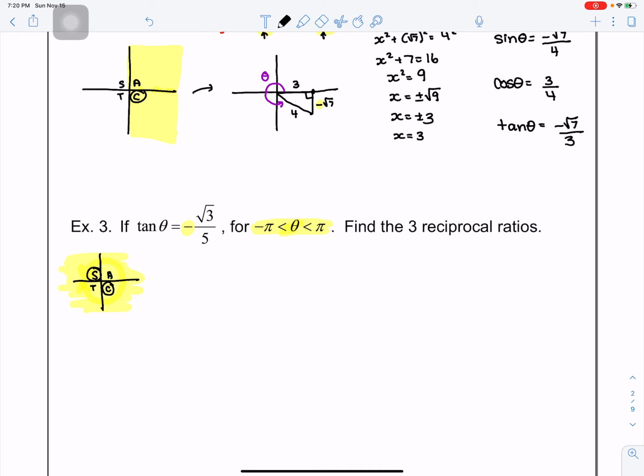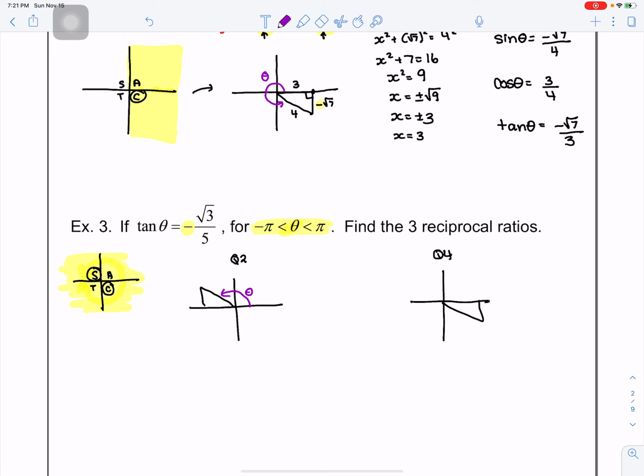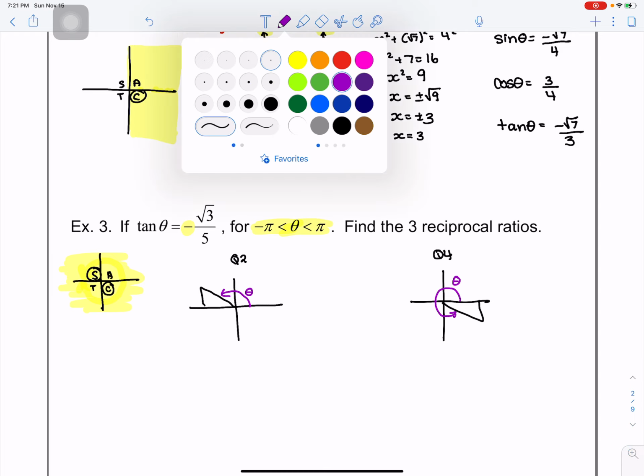But because they give me no other clues, I'm going to have 2 possible answers. So I would want to draw a quadrant 2 angle and a quadrant 4 angle because I'm going to have 2 possible answers for this angle. So I'm going to draw my triangle in quadrant 2, and then I'm going to draw my triangle in quadrant 4. And in both scenarios, my rotational angle goes from the positive x-axis to the terminal arm.